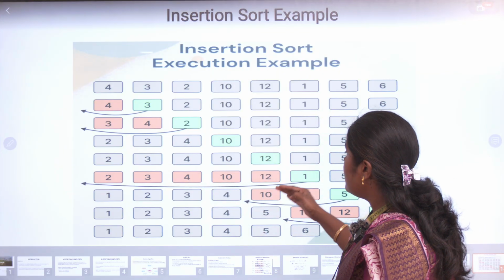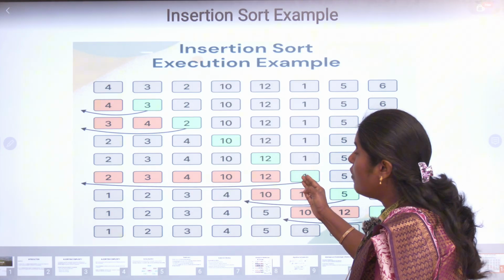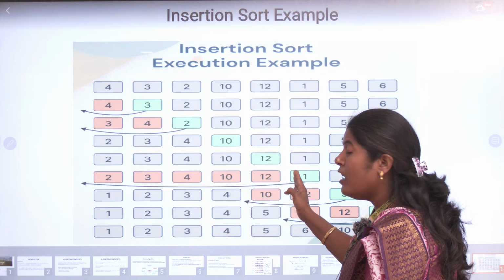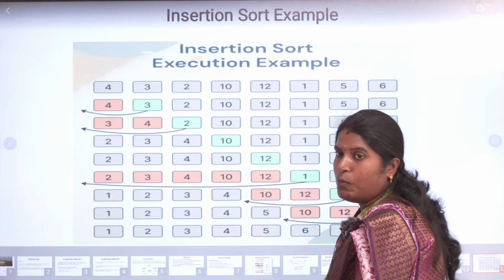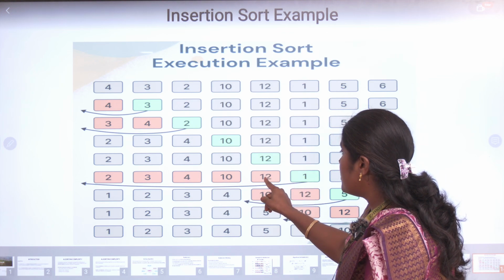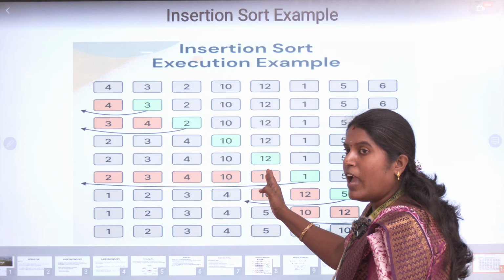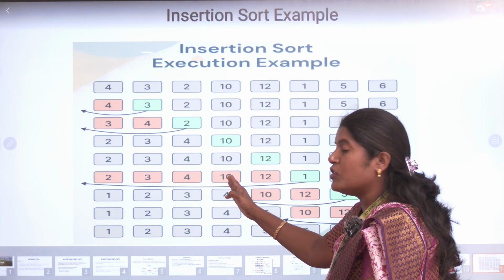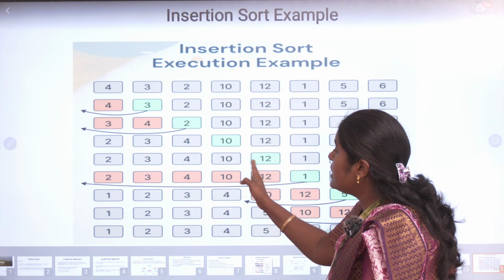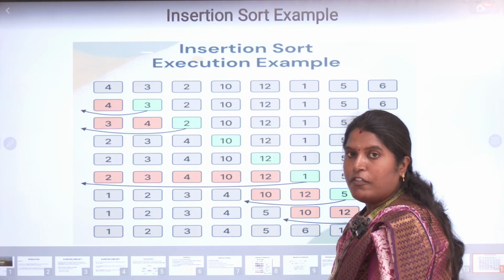The next one is the element in the sixth position, which is 1. We compare it with the previous element, which is 12. We find that 12 is greater than 1, so we have to swap. 1 moves to the fifth position and 12 moves to the sixth position. Now we compare 1 with the previous element, which is 10. 10 is greater than 1, so swapping takes place again. 1 moves to the fourth position and 10 moves to the fifth position.